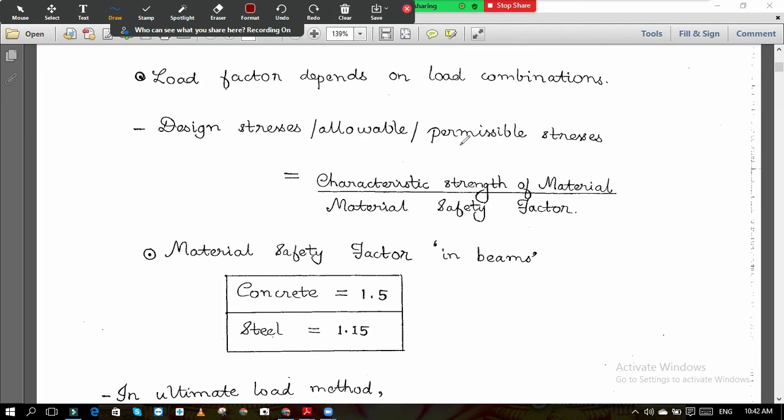Take down this. These are the important values. MCQ questions or objective questions will be asked on this. Particularly, they will tell you in the ultimate load method, what is the safety factor for steel, and some options will be given, and from those options you need to choose the correct option, that is 1.15. Now, moving further.